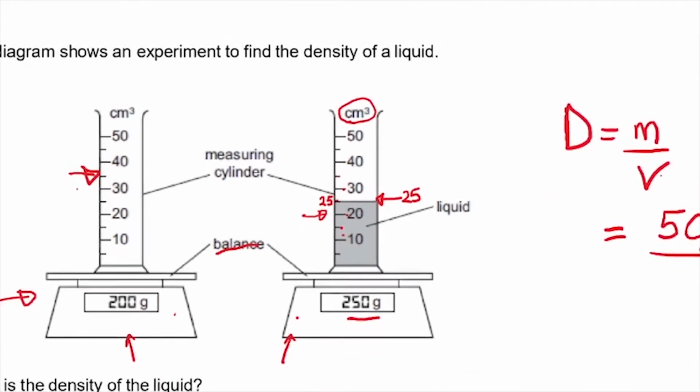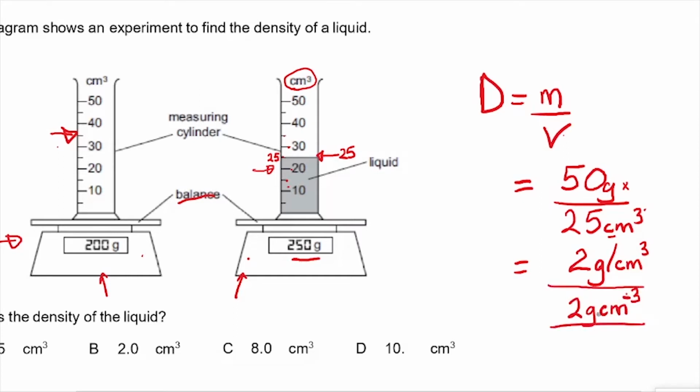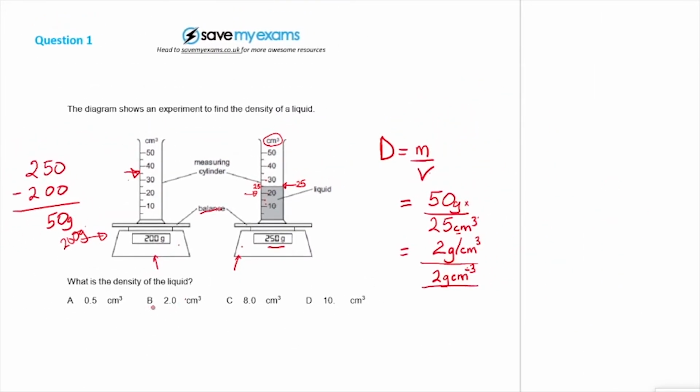So here our calculation is to divide that by 25 centimeters cubed. And so you find that 50 divided by 25 is going to give us 2 grams per centimeters cubed. Sometimes it's written as 2 grams centimeters to the power negative 3. The negative is what is representing the power. So from that, the answer we have here is B.